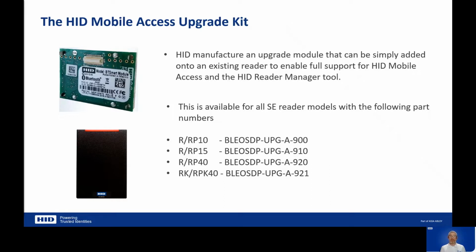And there's 4 part numbers available. There's a part number for all form factors for the SE reader range. So there's the RP10, R10, which ends 900, right through to the RK, so RPK40, which ends 921. And 900, 910, 920, 921 are the base part numbers for the actual readers themselves.